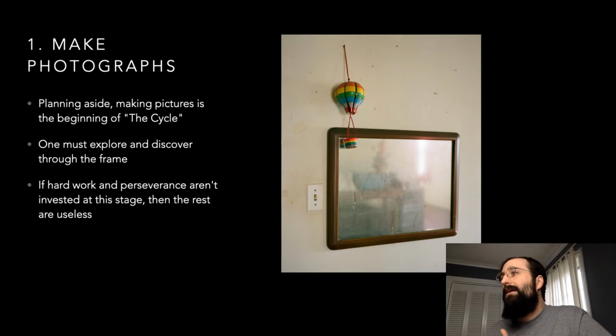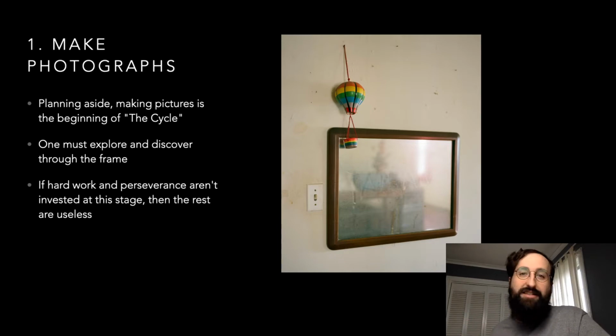You can't color correct your way to a good project. You can't Photoshop your way into a good project. You can't write a long enough artist statement to make your pictures good. A lot of people try to do that, but it just doesn't work. The only way to make good pictures is to make good pictures. And the only way to get to the good pictures is you got to make a lot of bad pictures first. It's just part of the process.